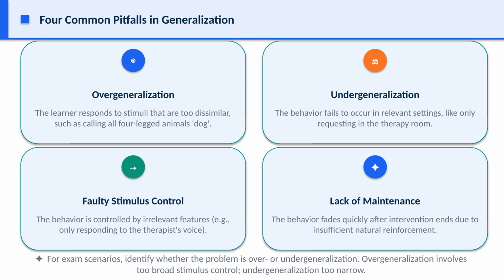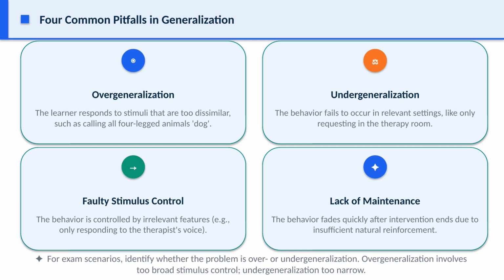Overgeneralization occurs when a learner responds to stimuli that are too dissimilar, like calling every 4-legged animal dog, which indicates the response is too broad. Conversely, undergeneralization means the behavior fails to occur in relevant settings, such as a child only requesting in the therapy room but not at home. Faulty stimulus control happens when an irrelevant feature, like the therapist's voice alone, controls the behavior, so the learner can't respond to others. Finally, lack of maintenance describes when behavior fades after intervention ends because natural reinforcement is insufficient.